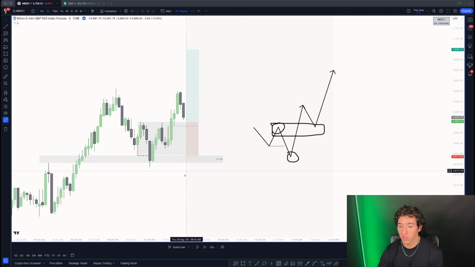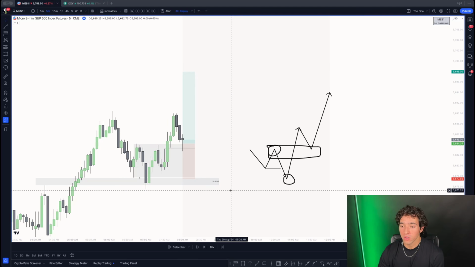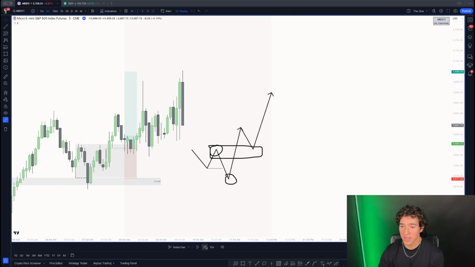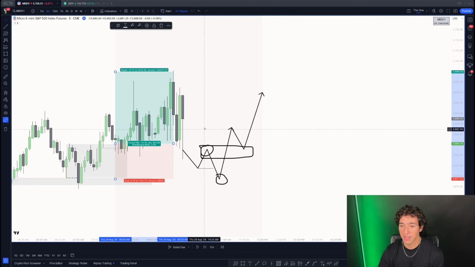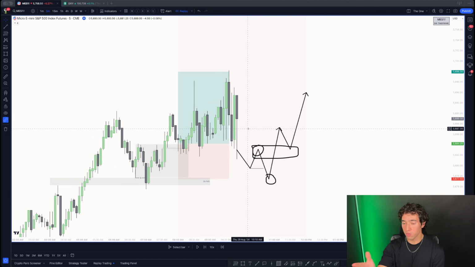And our entry occurs right at the kill zone open, right at 8 a.m. Beautiful. Now we just let it ride, target 2R. And there, right here, is your 2R delivered right there. So beautiful, beautiful unicorn example.